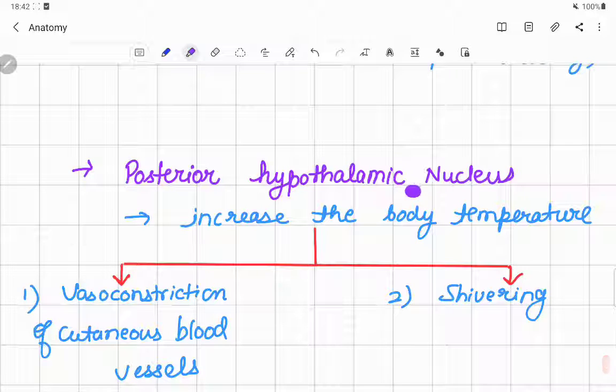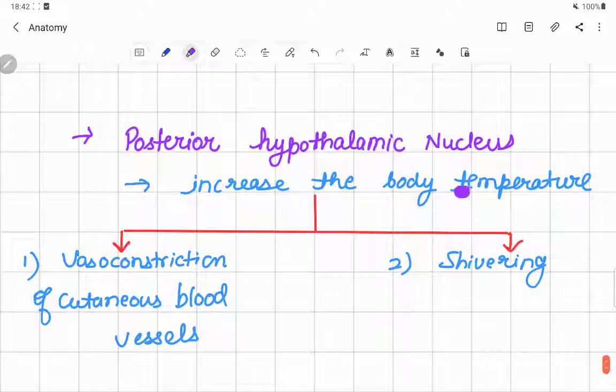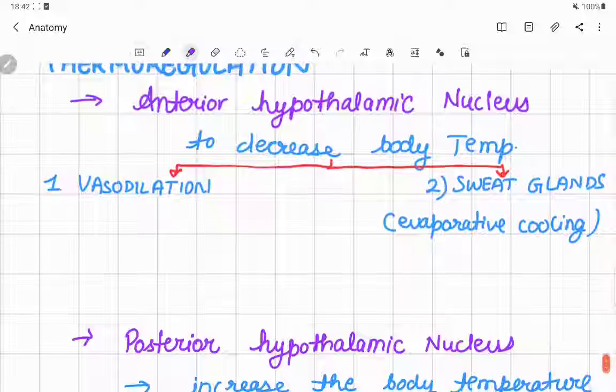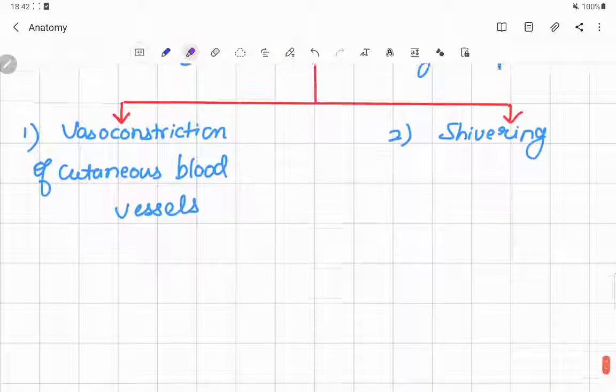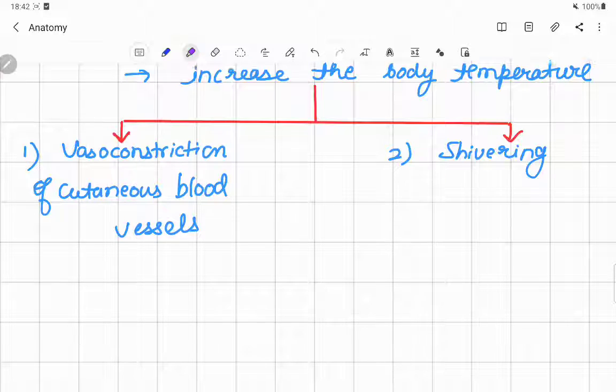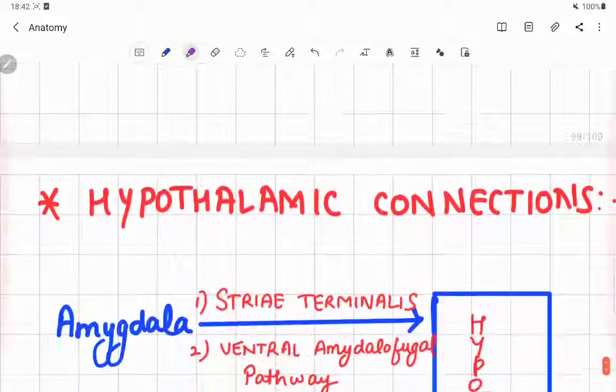Now the next is the posterior hypothalamic nucleus, which helps in increasing the body temperature since it is associated with the sympathetic nervous system. It increases the body temperature in two ways. First is the vasoconstriction of cutaneous blood vessels. Just like there was vasodilation of cutaneous blood vessels, here there is vasoconstriction of cutaneous blood vessels. The second means by which it increases the body temperature is by inducing shivering in the human body through the visceral muscles.